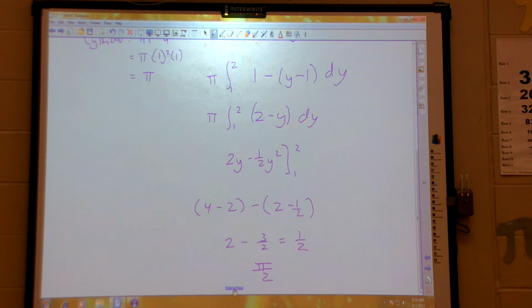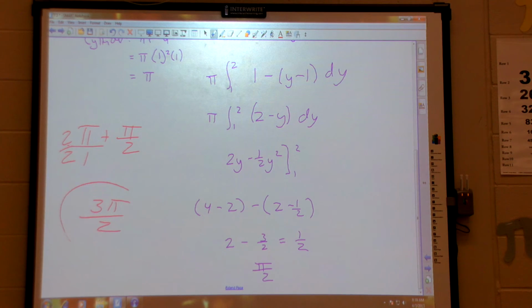Not done. I need to add it. Don't forget my cylinder. So pi plus pi over 2. You could do common denominator if you need it. 3 pi over 2. So the volume of that entire shape is 3 pi over 2.